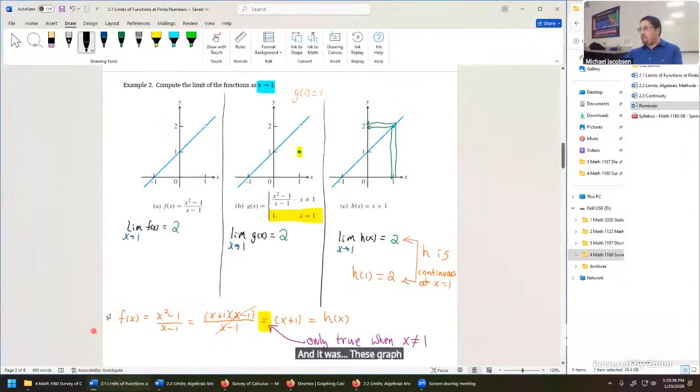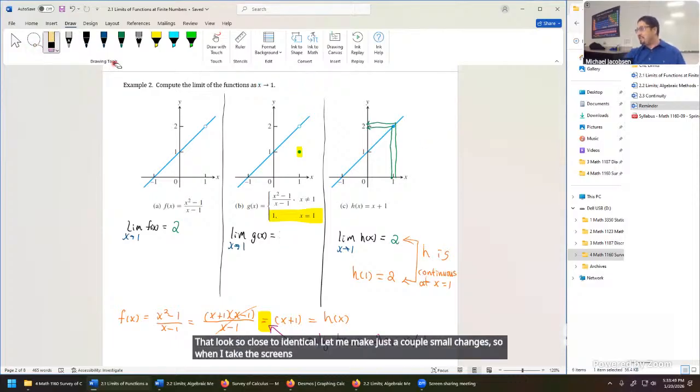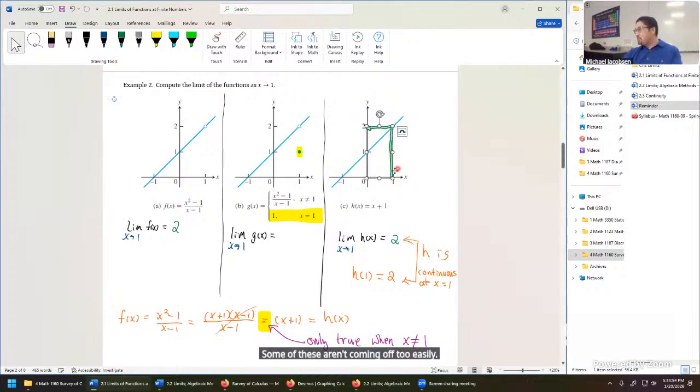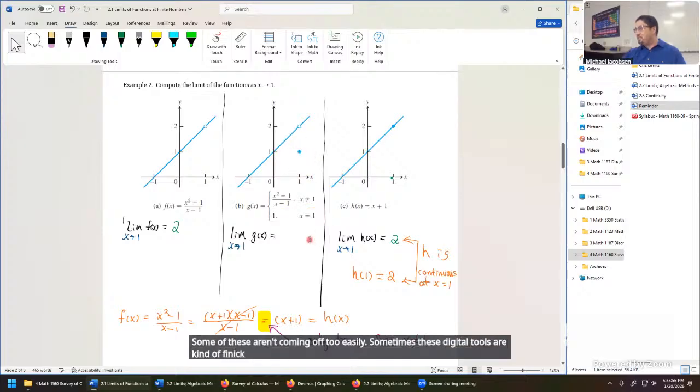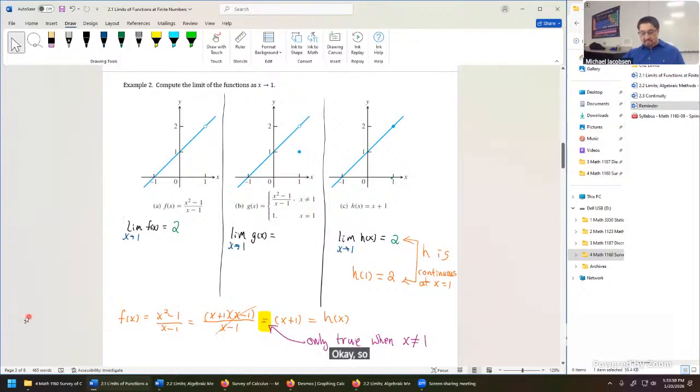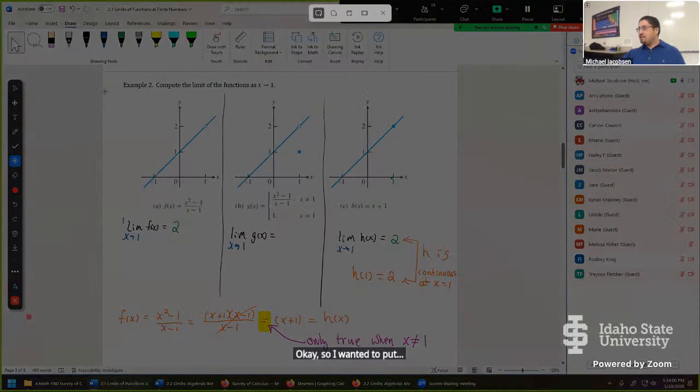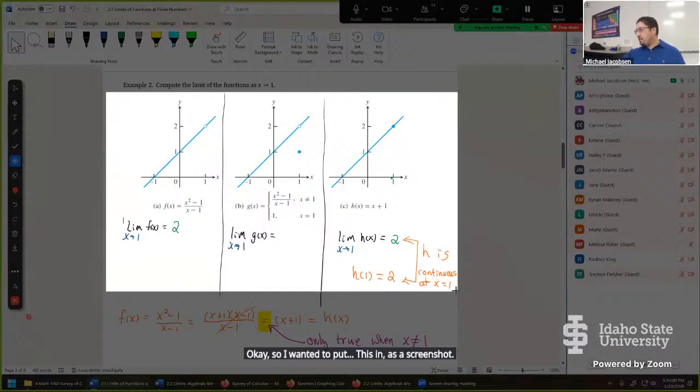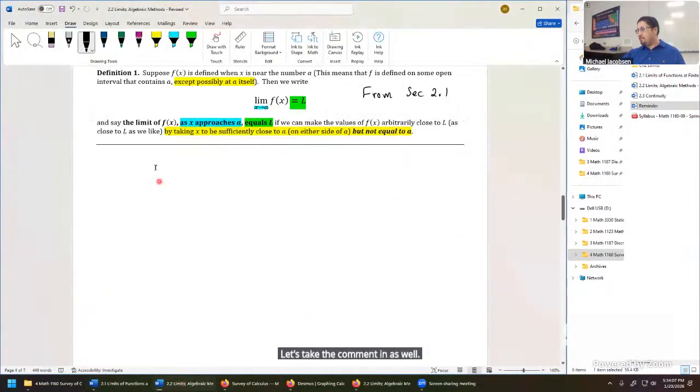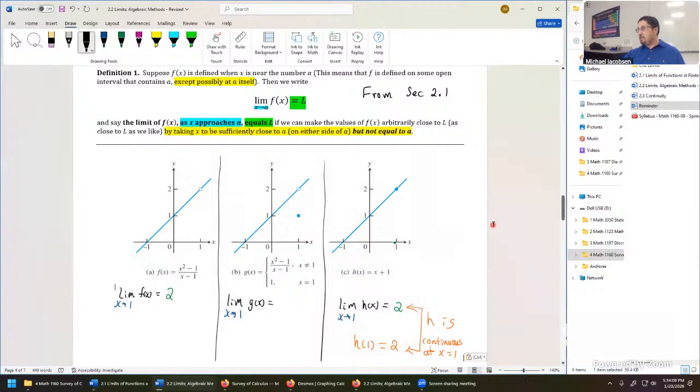This is kind of a weird problem because we have 3 functions that look so close to identical. Let me make just a couple small changes so when I take the screenshot, it doesn't look too busy. Sometimes these digital tools are kind of finicky with what they allow you to do. Okay, so I wanted to put this in as a screenshot. Let's take the comment in as well. We did this as, I believe, our second example to start out the course.